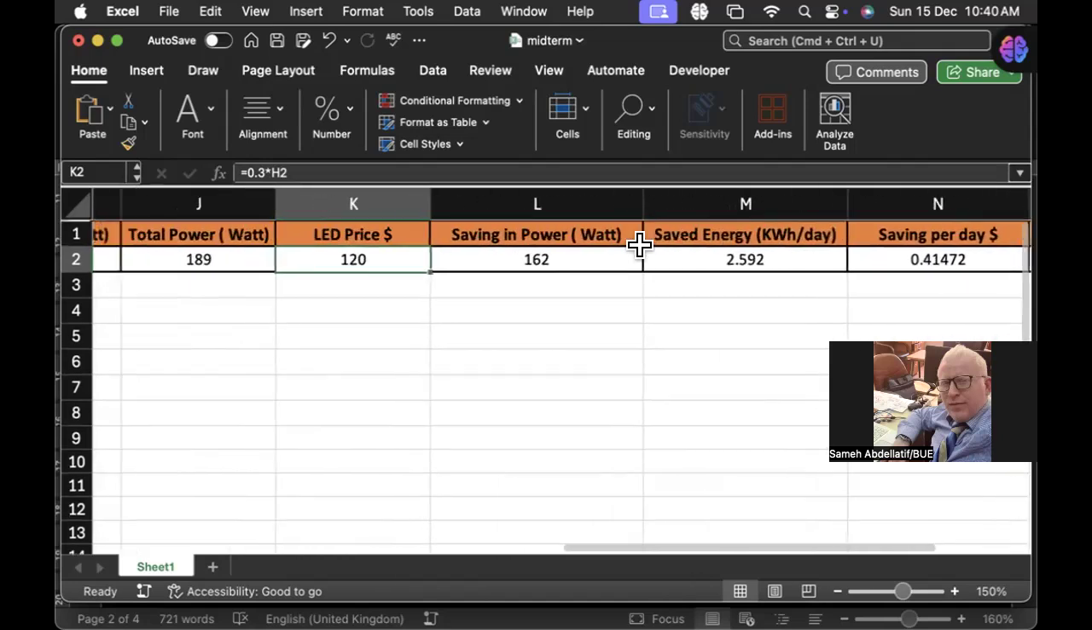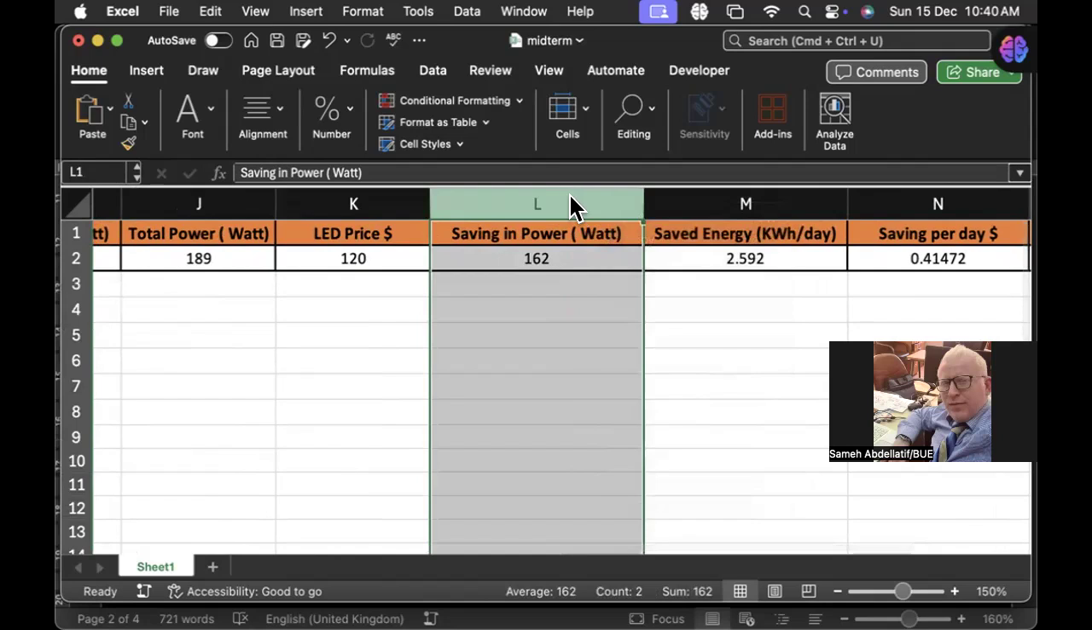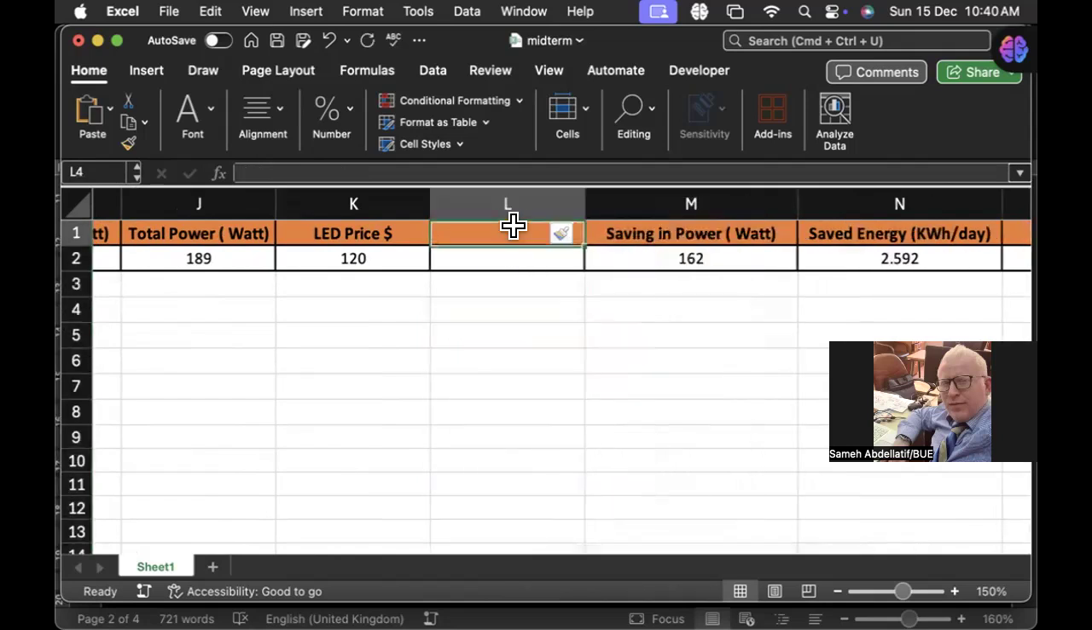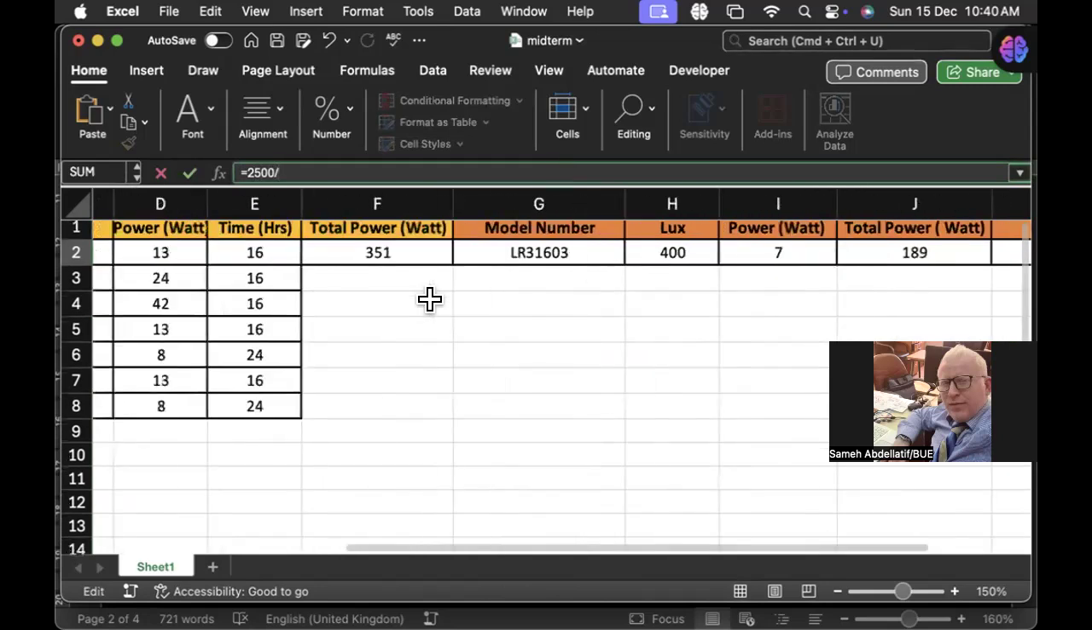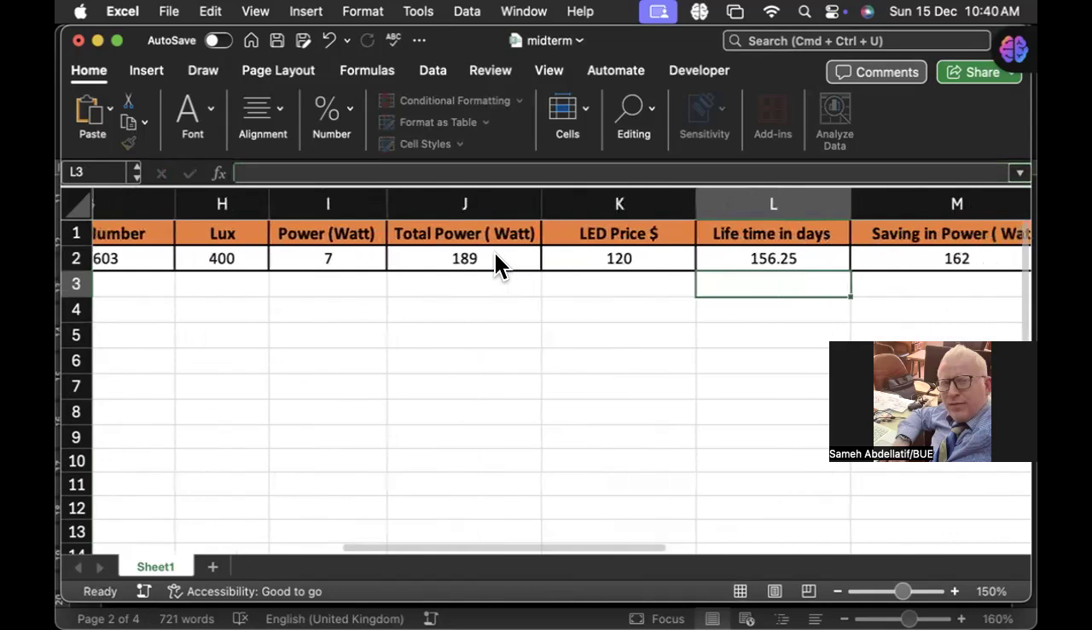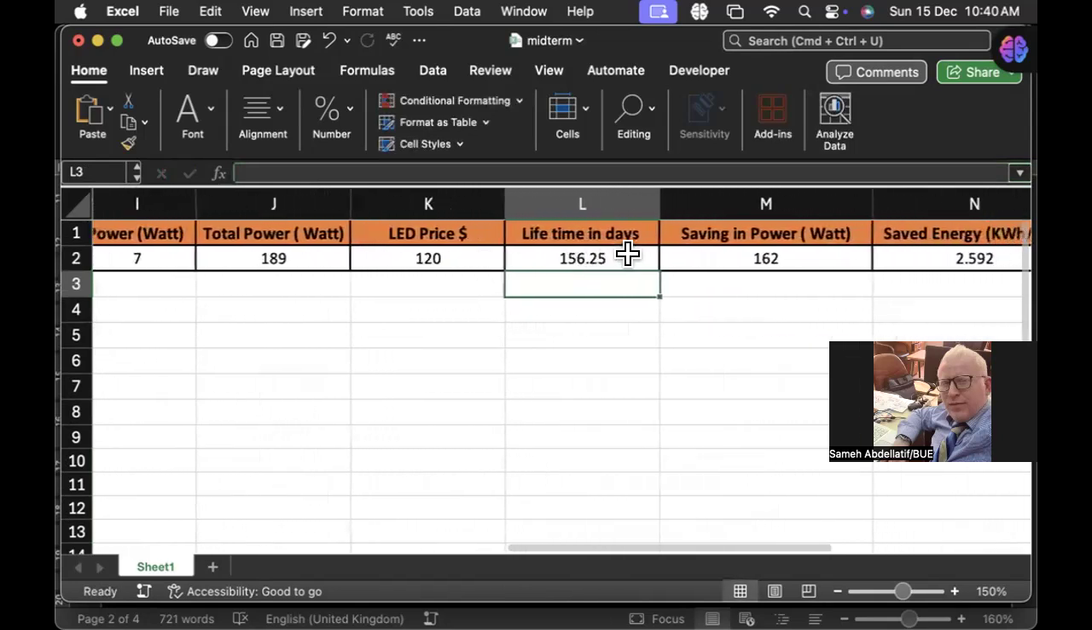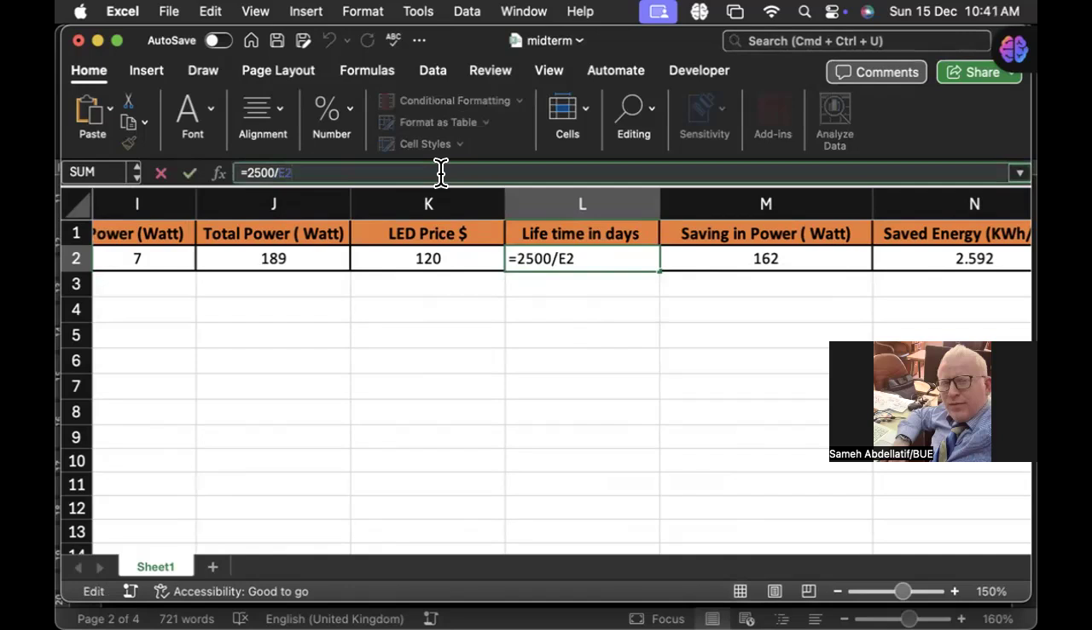So to calculate the expected lifetime for this lighting source, simply the lifetime will be this 2,500 divided by the expected working hours, which is 16. This ends up to roughly half a year. So as you can see, this is not an economic decision due to the very limited lifetime of this lighting source.